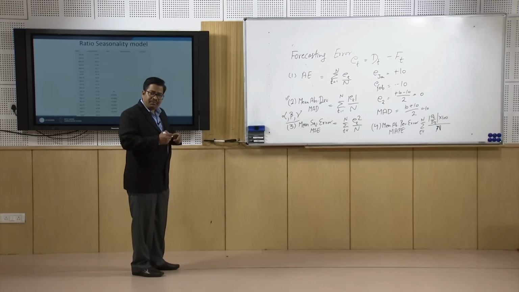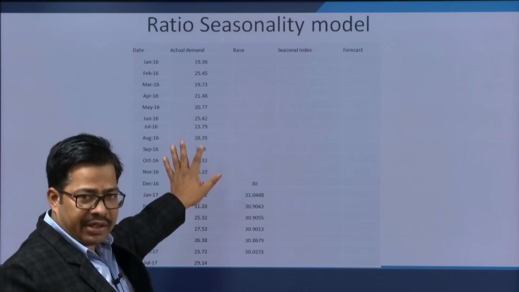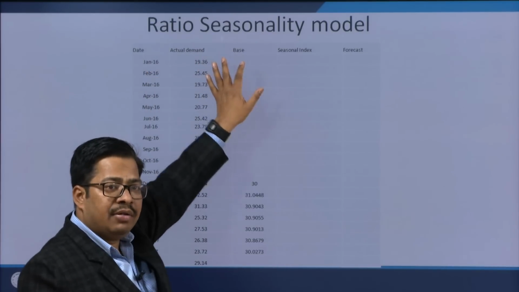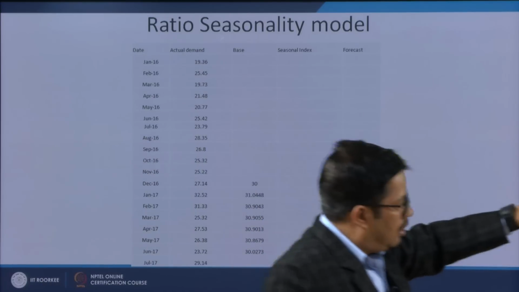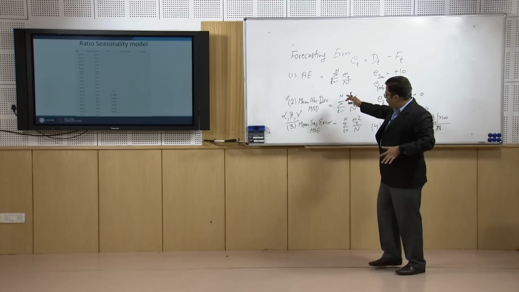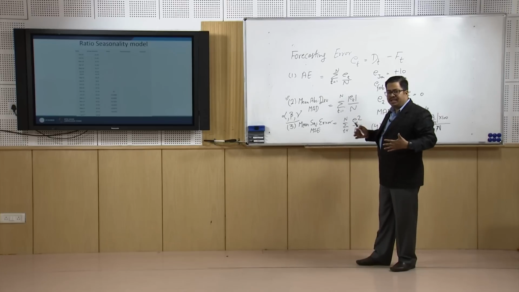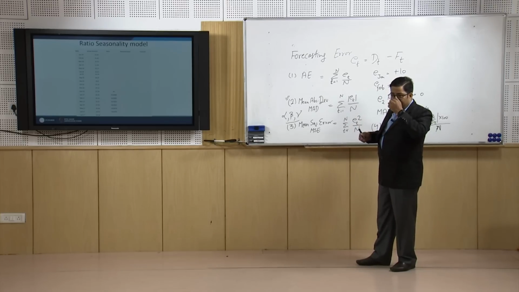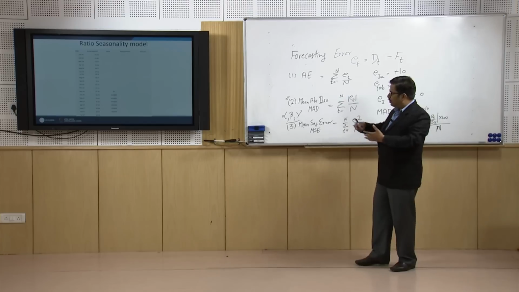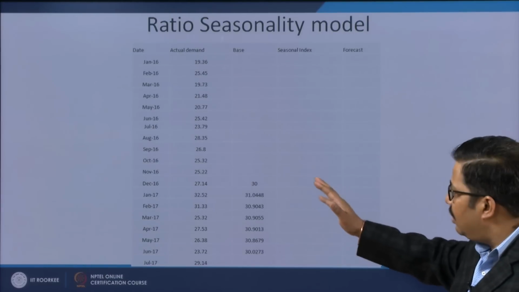Now, we are not doing all these calculations for this given set of data. We assume that ratio seasonality is best suited for this particular case. But otherwise, in all practical cases, we need to calculate the mean absolute deviation, and once we have done this calculation, only then can we determine that this model is suitable or these values are suitable.